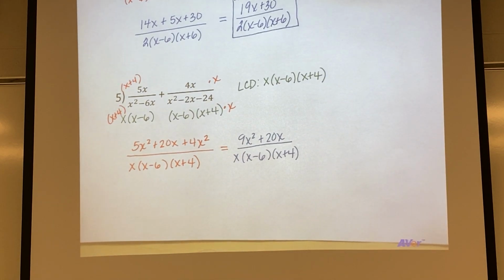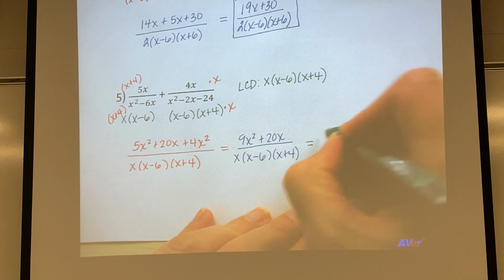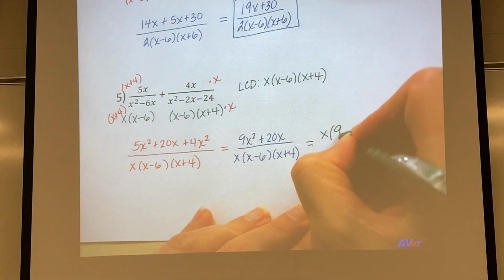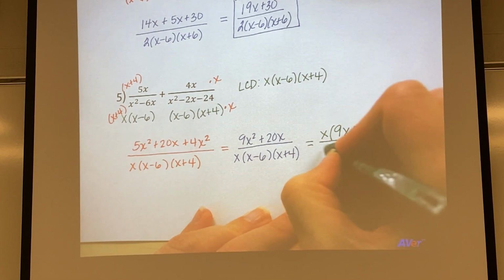And then we need to look at our numerator to see if there is anything common that we could take out. And we do have a GCF, so it has x in common. So 9x plus 20 after we take out an x.